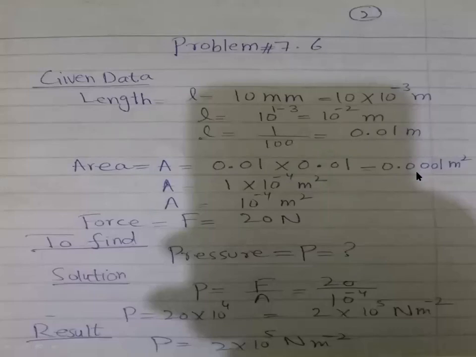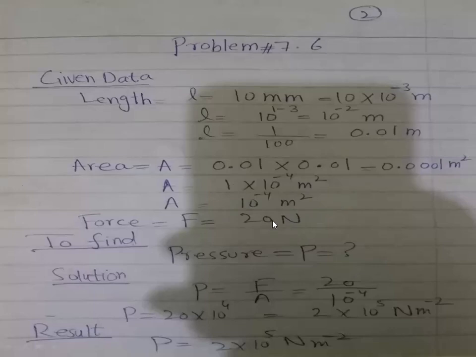So how many points am I moving from left to right? 1, 2, 3, 4. So 10 to the power minus 4. If we multiply 1 into 10 to the power minus 4, it will be 10 to the power minus 4. So my area will be 10 to the power minus 4 meter square.